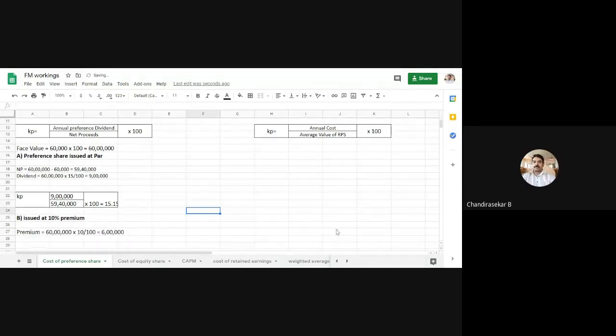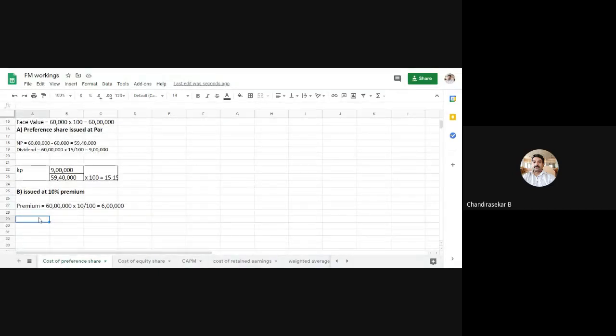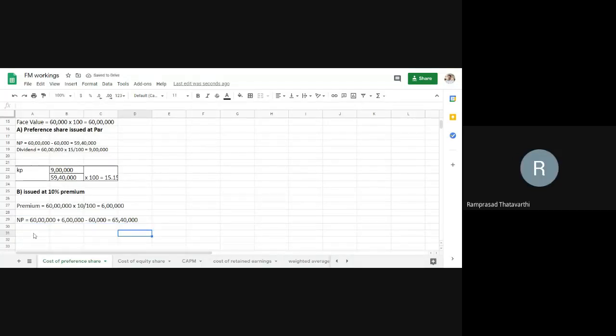Okay. So now you can calculate net proceeds for this one. Net proceeds is equal to face value, 60 lakh, plus premium of 6 lakh, minus issue expenses, which is equal to 65,40,000. There is no change in dividend, right? Dividend will not change according to discount or according to premium. Dividend is always calculated on face value.